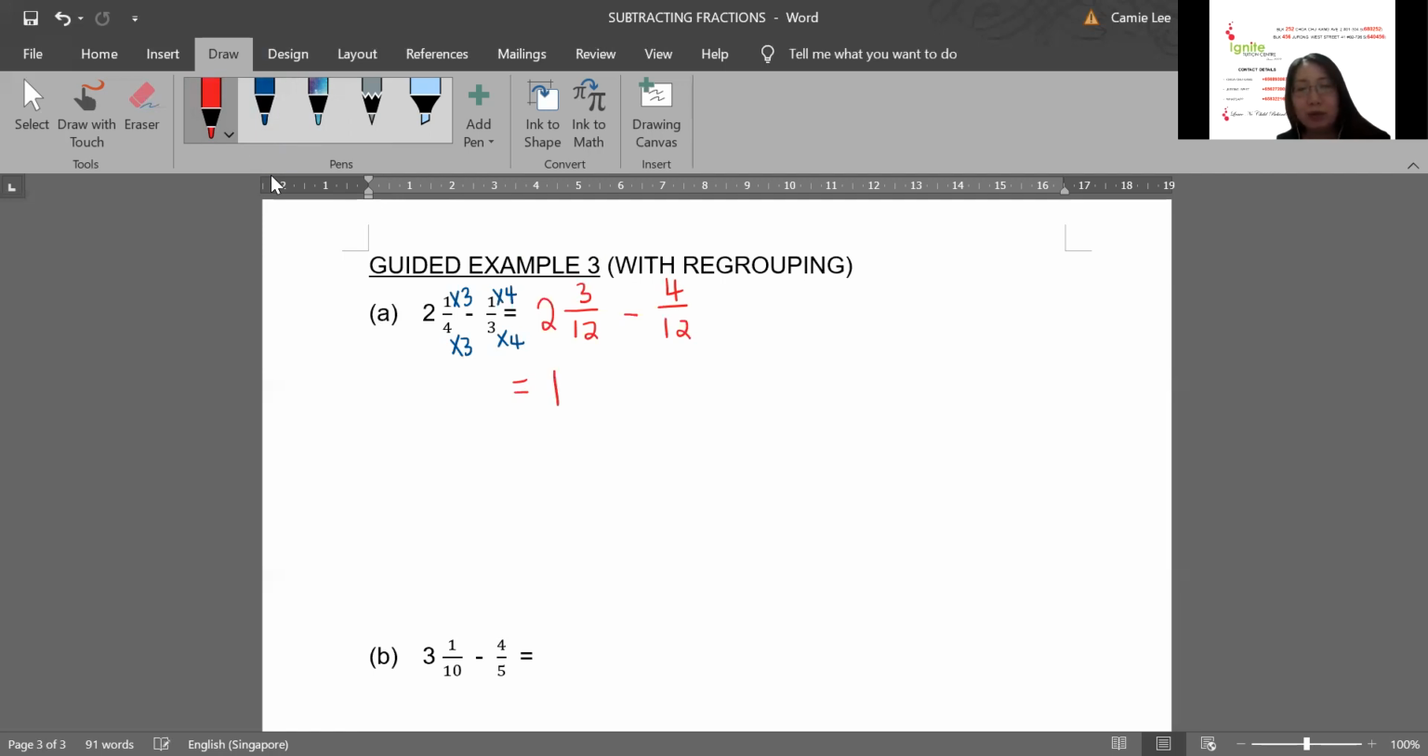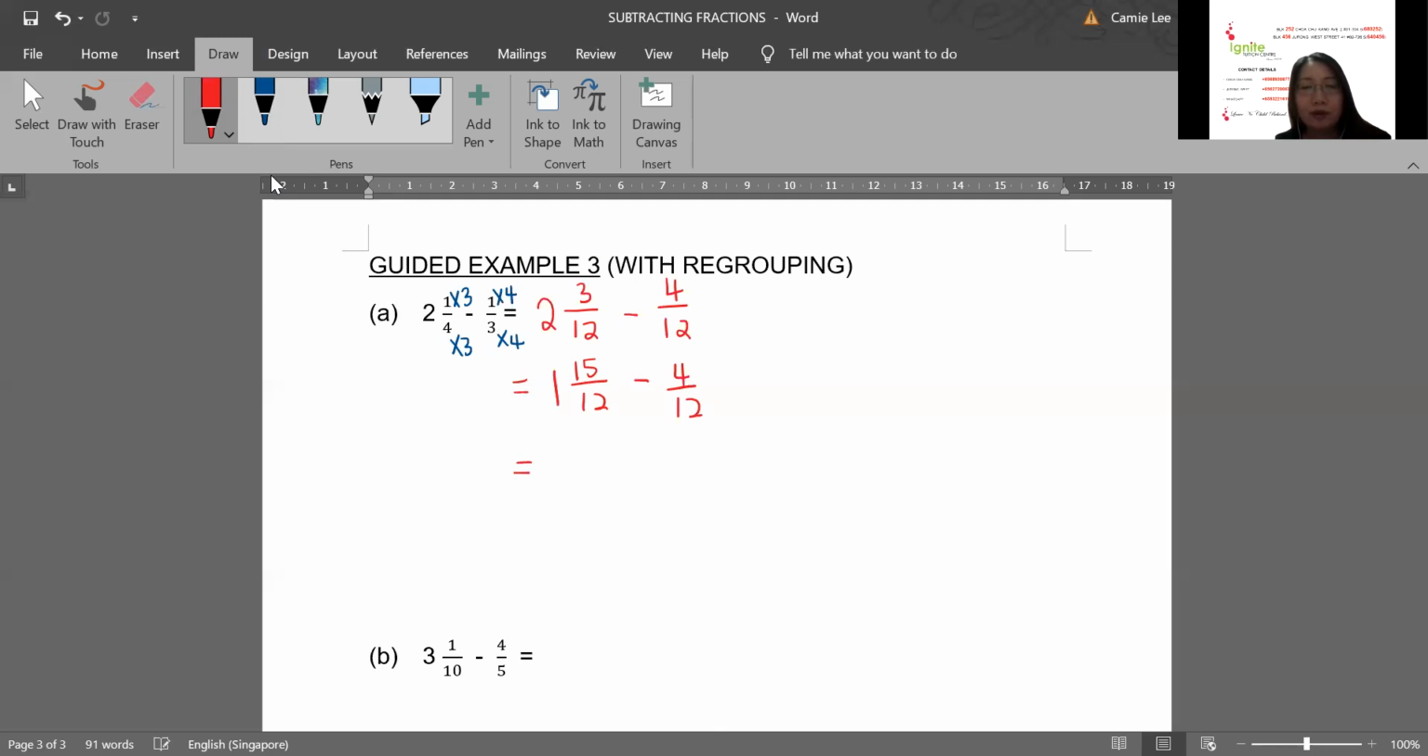So what happens to the 1 whole? We look at the denominator here, there are 12 parts. So the 1 whole we took from here, we will cut into 12 parts, plus the balance 3 parts here. So 12 plus 3 is 15. Minus 4 out of 12.